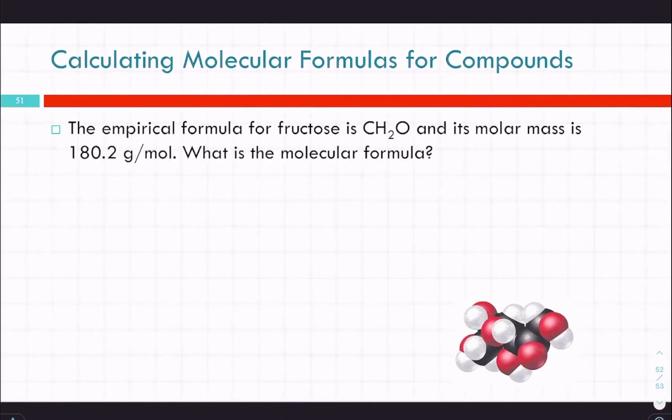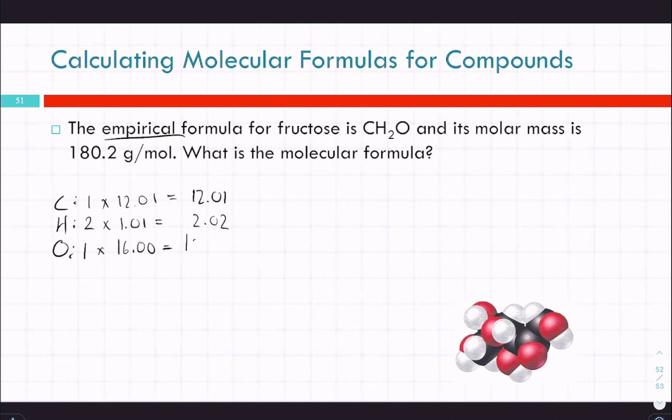So if the empirical formula for fructose is CH2O, carbon, hydrogen, oxygen, we can calculate the formula mass for this as 1, 2, and 1 times 12.01, 1.01, and 16.00. So it'll be 12.01, 2.02, and 16.00. So this will be 30.03. This is the molar mass of our empirical formula.